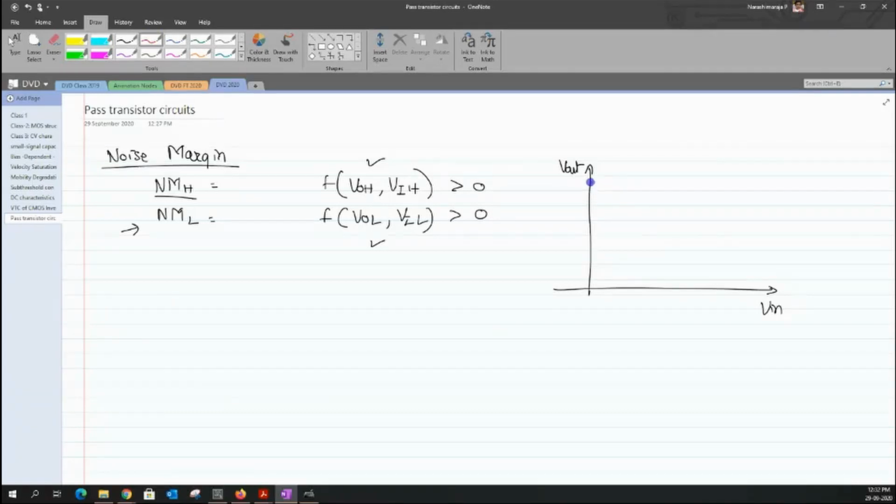Now, what I was telling is that we will be taking the VTC graph of the inverter, and we would try to read out the values of VOL and VIL based on the point at which the slope becomes -1. So the slope at these points would be taken as -1. Over here, the slope value would be -1.